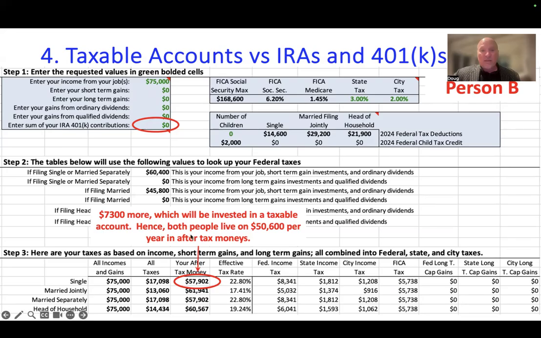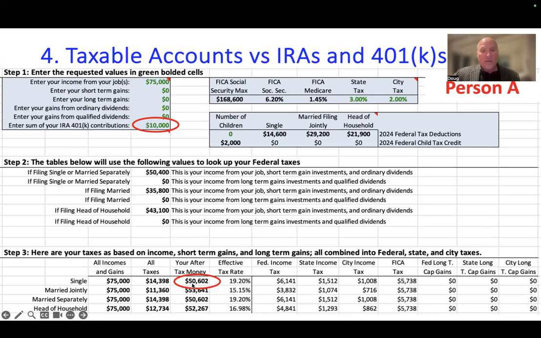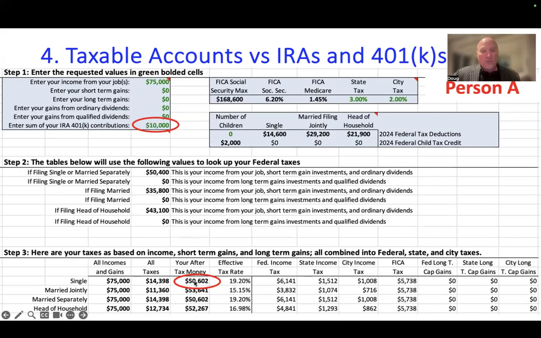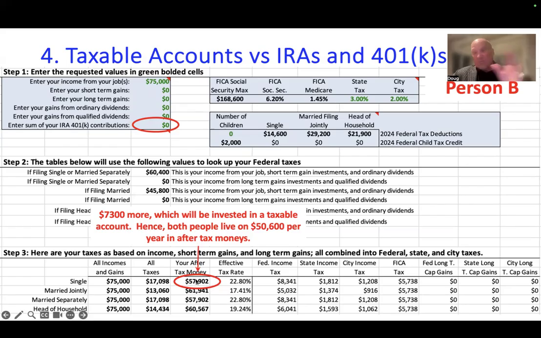57,900 for person B. Person B can only invest $7,300 to live on this same amount. We want them both living on 50,600, so we've got to subtract off 7,300 from person B to get to 50,600. So they both live on the same amount. We're going to do an apples to apples comparison.